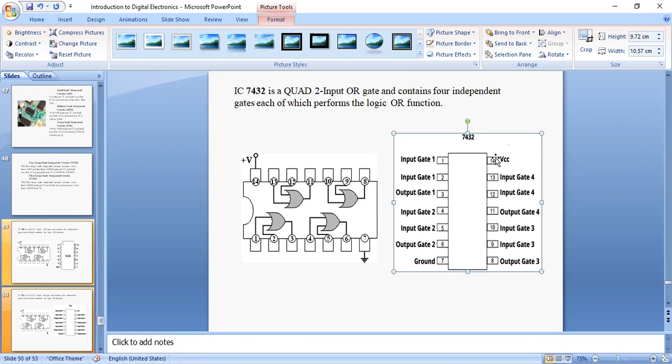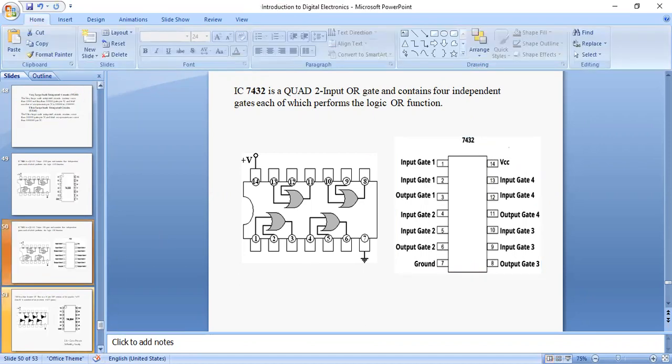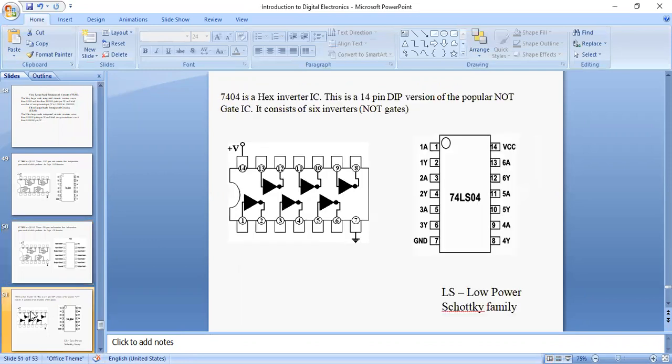Now, next one is NOT. This NOT is somewhat different. Why? Because the AND and OR gates have two inputs and one output, but the NOT gate has only a single input and single output. So that's why we have 14 pins. In the 14 pins, when we remove the two pins, one for ground and one for VCC, the remaining 12 pins require only two pins per gate, so 6 gates are present in this.